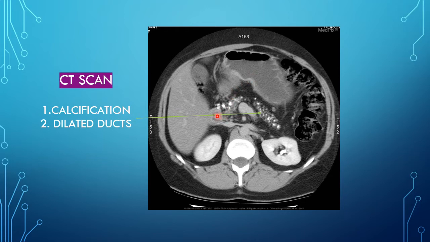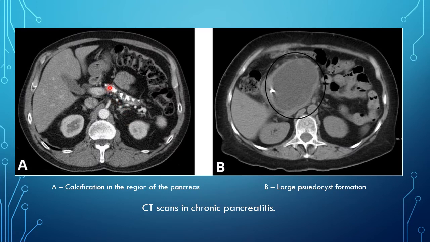This is another CT scan image of a patient with chronic pancreatitis. You can see from the head, body and tail, the whole pancreas is calcified. Extensive calcification with dilatation of the ducts in between, which are diagnostic of chronic pancreatitis. Another CT scan showing you calcification in the region of the pancreas. And this image here shows you a large pseudocyst formation in the head and body of the pancreas.